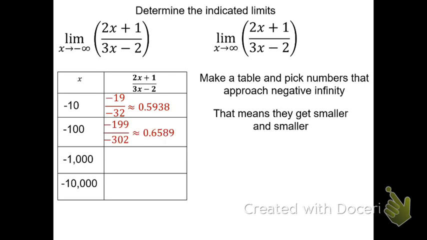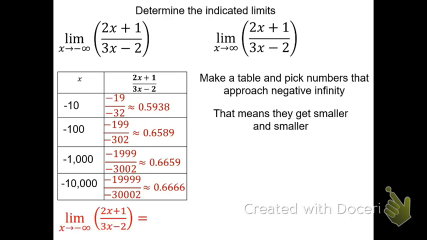Are you comfortable with where it's going? Let's try one more. How about now? Do you see where it's headed? Let's try one more just to be sure. Yep, it's going to 0.66666. That's going to be 2/3. So the limit of 2x plus 1 over 3x minus 2 as x approaches negative infinity is 2/3.